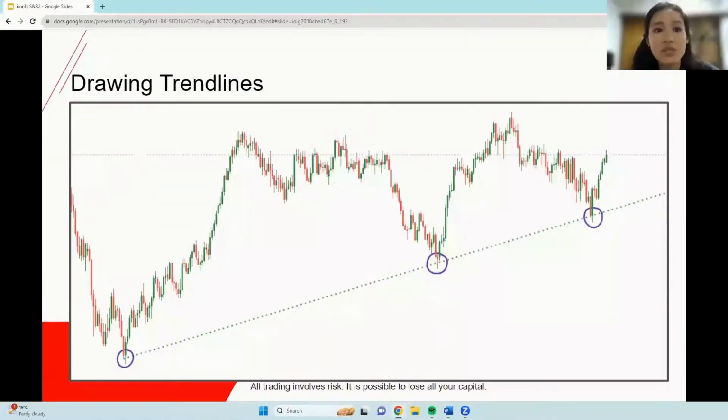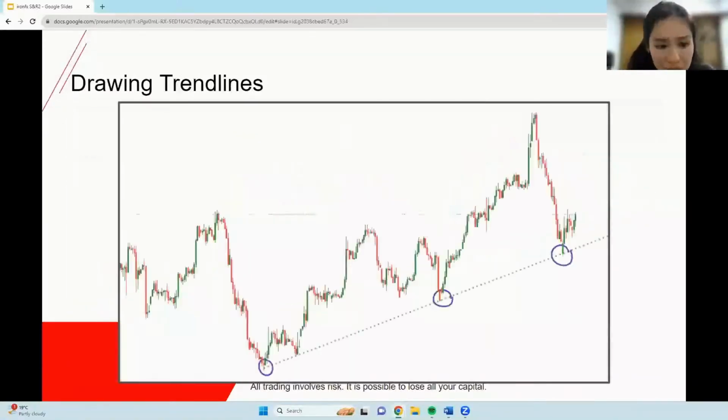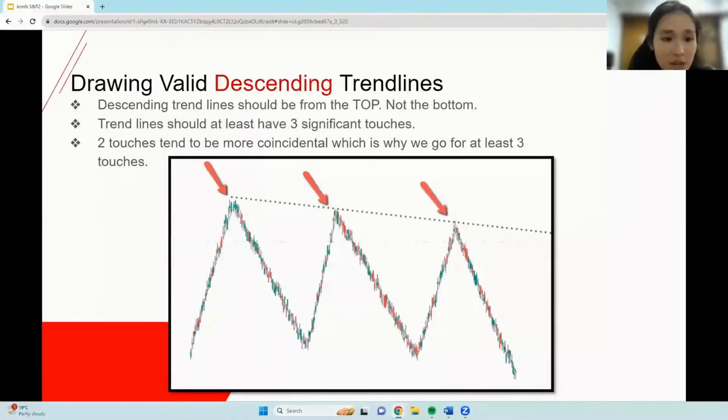You can see how significant exactly these troughs, or the swing lows, should be in order for them to be considered valid points on a trend line. Here's another example, and here is an example of a descending trend line. So similarly to ascending, they should also have at least 3 significant touches, but for descending, they should be drawn from the top and not the bottom.